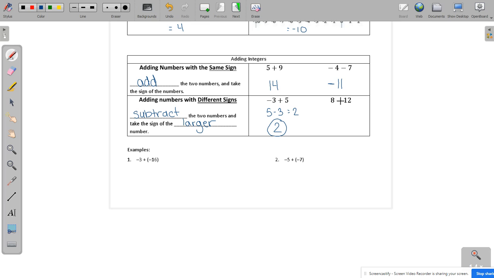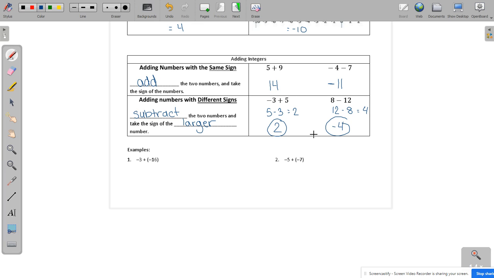Now let's look here. 8 minus 12. We have 8's positive, 12's negative. So we're going to subtract the two. Think of it, 12 minus 8, that gives us 4. So now we look back, which number is larger, 8 or 12? 12 is larger, so we take the negative from that. So 8 minus 12 is negative 4.